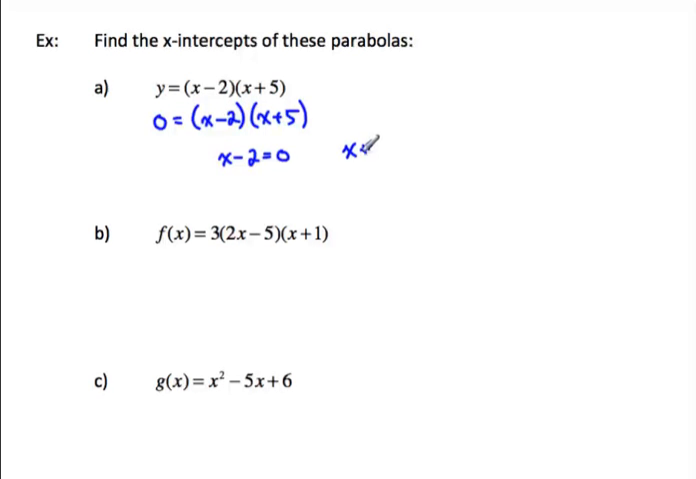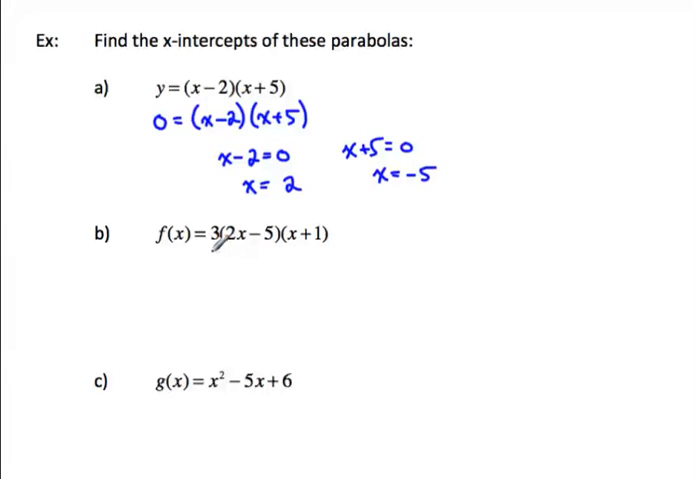Or x plus 5, if that's equal to 0, then the right side is equal to 0, and the whole thing is true. Now we just solve each of these little mini equations, and we get x is equal to 2, or x is equal to negative 5. And so the two x-intercepts of this parabola are at 2, 0, and negative 5, 0. For something simple like this, you might be able to jump right to 2 and negative 5 without doing this intermediate step. Sometimes, though, it can be a little bit more confusing.